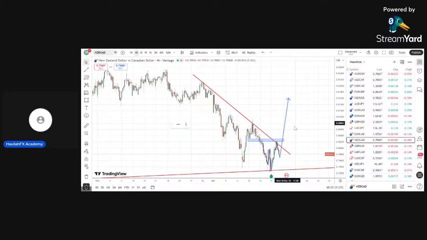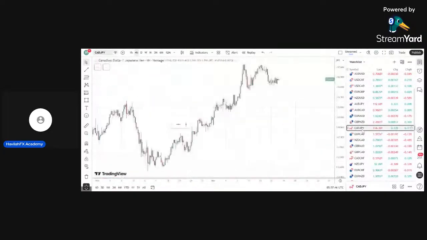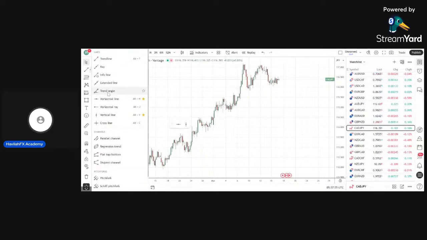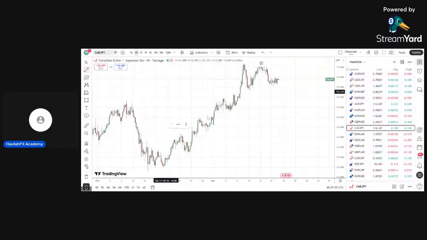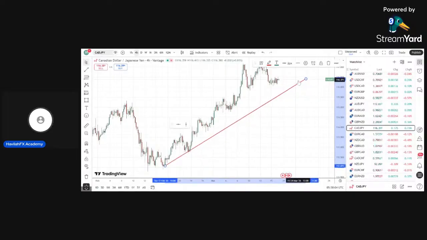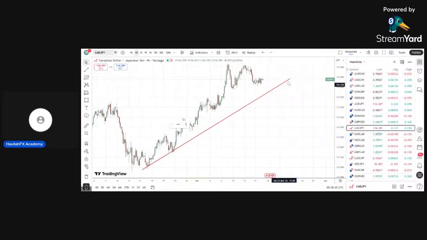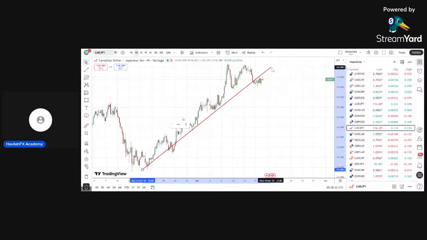Next, I'll look at now is the CADJPY. Now, while the NZDCAD is in its retracement, something beautiful is also happening right here. I'm looking now on this one on the lower time frame. That's the CADJPY. On the 4 hour, now you can see that CADJPY had been in an uptrend. On the 4 hour time frame, we can see price still in that uptrend mode.